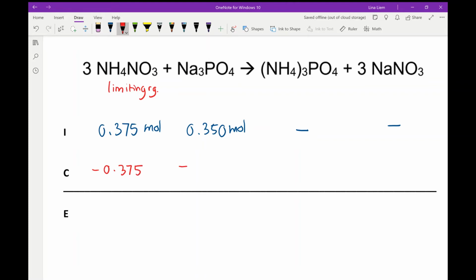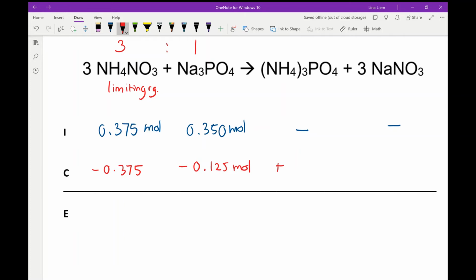Now look at the molar ratio between ammonium nitrate and sodium phosphate. It's a 3:1 ratio. That means 3 moles of ammonium nitrate react exactly with 1 mole of sodium phosphate. So if you have 0.375 mole of ammonium nitrate, you only need 0.125 mole of sodium phosphate.